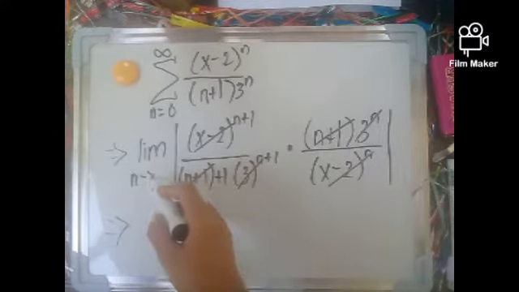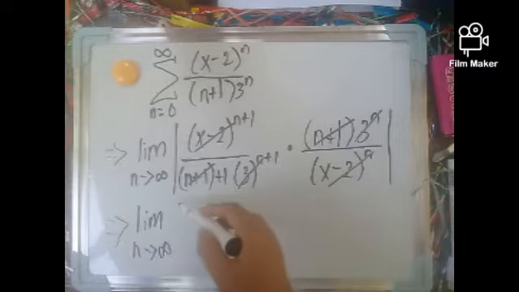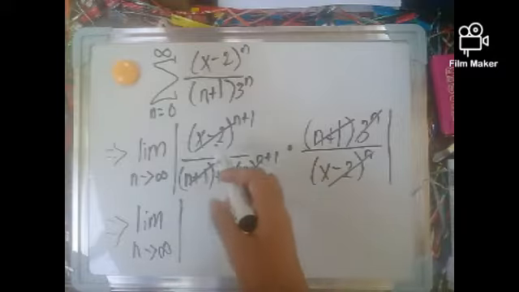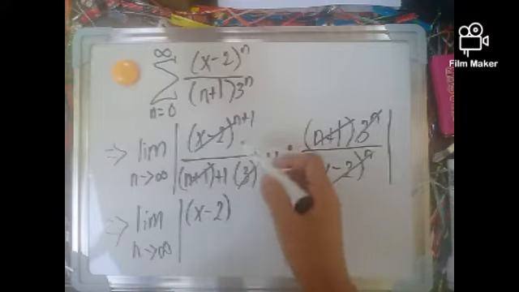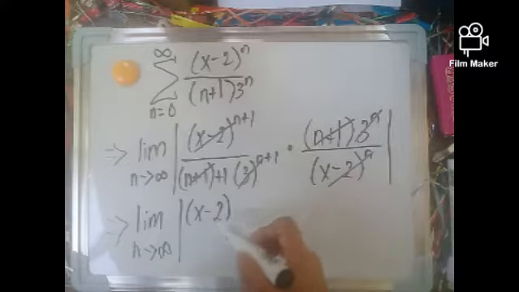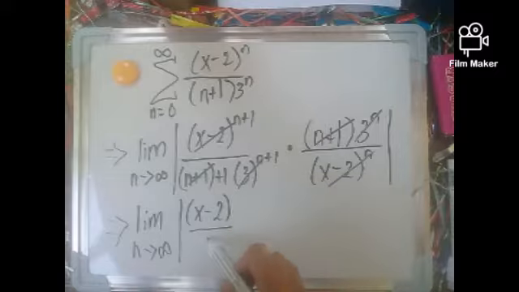The limit as n approaches infinity, sa numerator natin ay meron tayong x minus 2 raised to 1. Hindi na natin nilalagay yon. And then sa denominator ay, since may 1 pa dito, and may 3 pa dito, 1 times 3 will be 3. As the limit of n approaches infinity, absolute value of x minus 2 over 3.